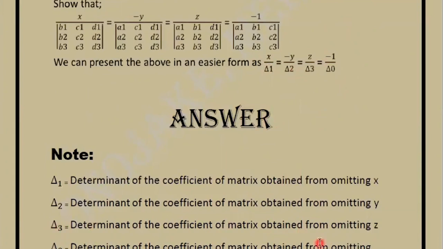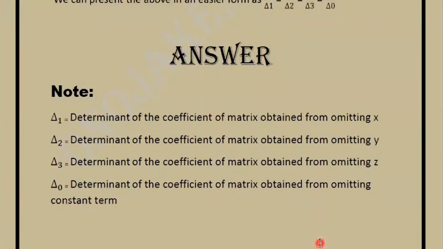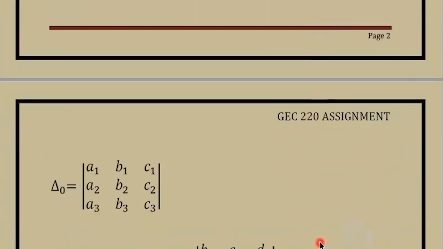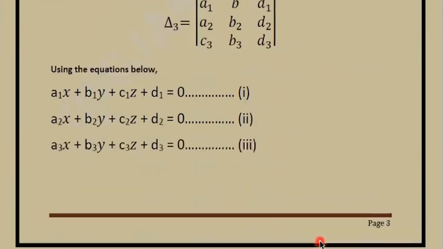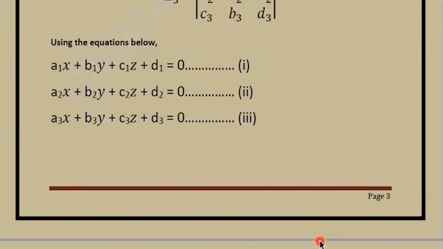literally we have this. So we say Δ1 is equal to the determinant of the coefficient matrix obtained from omitting x. Same goes for y, z, and the constant term. Moving on, we highlight our equivalent. Now, the crux of the matter begins.